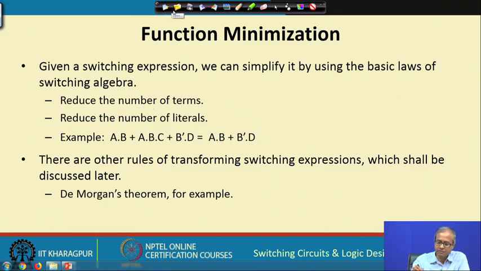There are other ways of transforming expressions also, which we shall be studying in our next lecture. One such very important theorem is called De Morgan's theorem, this we shall see.